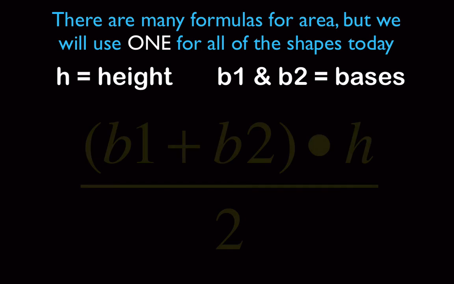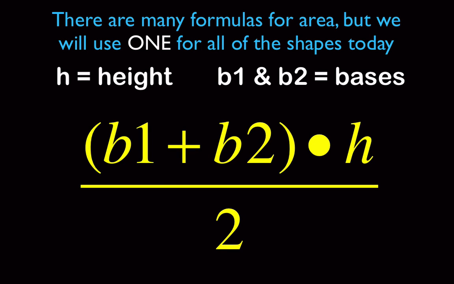So let's go ahead and look at some specific examples. Now, as you could see before, those are examples that weren't in the notes. We're going to look at specific examples with numbers. The formula we're going to use is one we're going to use all the time, and this is the formula. Base 1 plus base 2 times height divided by 2. So what does that mean? It means you add the bases together, you multiply by the height, and then you divide by 2.